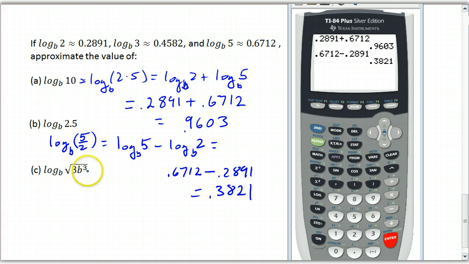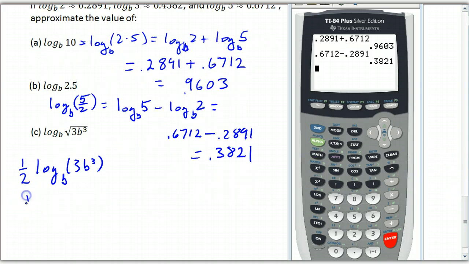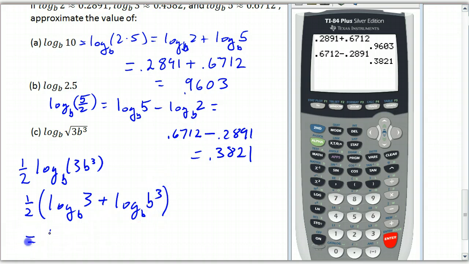Okay, how about this one? The log of the square root of 3b cubed base b. So that will be 1/2 the log of 3b cubed base b. Now, do you know where that 1/2 came from? I turned the radical into an exponent of 3b cubed raised to the 1/2, and then I moved the 1/2 around front. Okay? That's going to be 1/2 the log of 3 base b plus the log of b cubed base b.